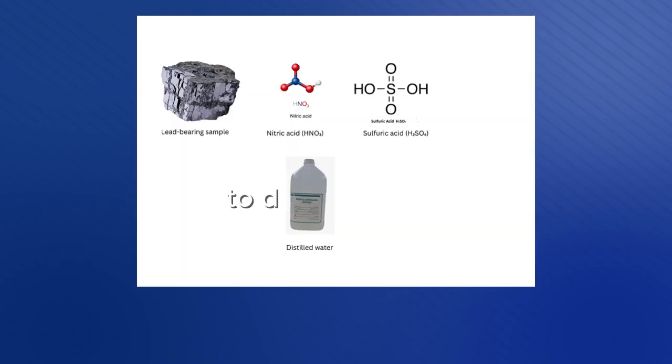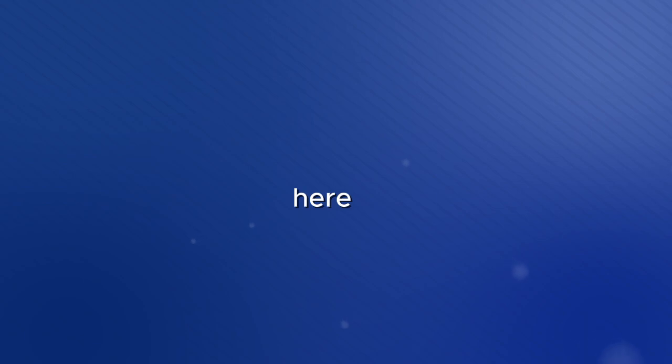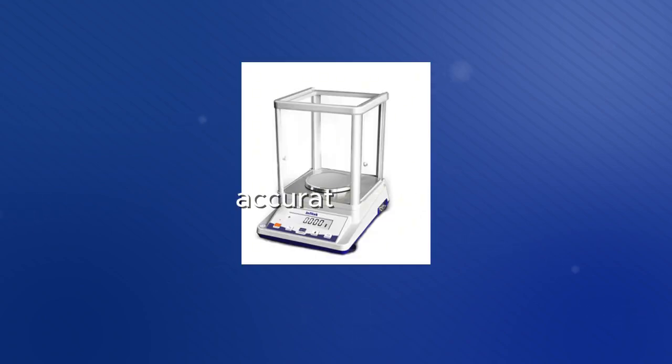Now we continue with the lead assay. Here are the tools and equipment used to determine the concentration in a lead assay. Now that we know them, here is the step-by-step process on how it is done. Step 1. Weigh the sample. Accurately weigh a known amount of lead-bearing sample using an analytical balance.